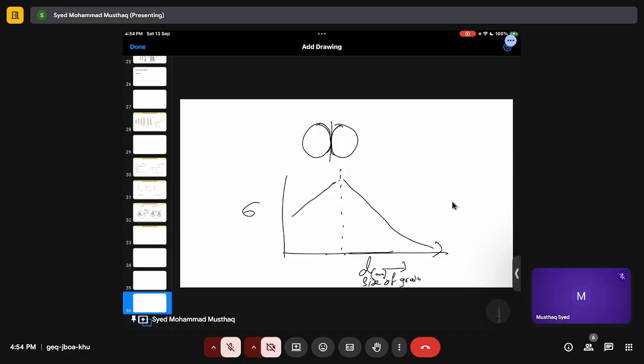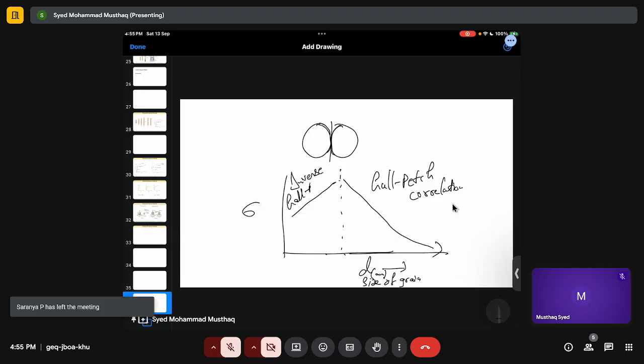Because the dislocations are very hard to accommodate inside nanoparticles, and these nanograins will also slide on each other, right? So these are a few reasons, and because of this, here you have the Hall-Petch correlation, and this region is called the inverse Hall-Petch correlation. That's it.